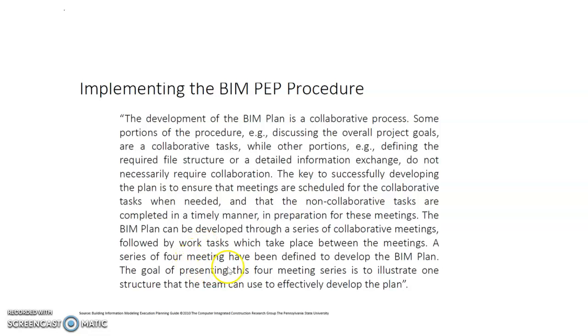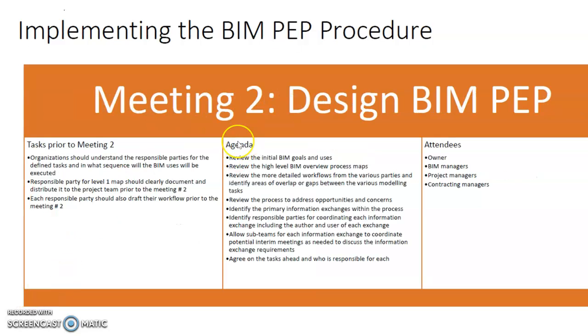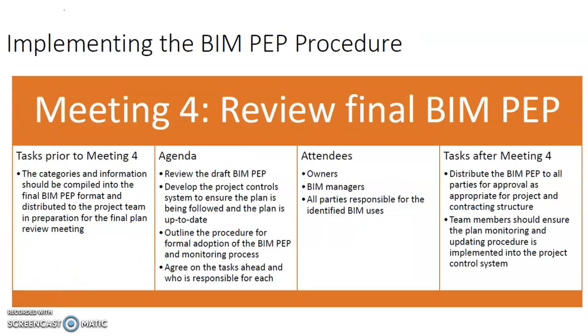So typically there are 4 meetings because there are 4 different types of meeting because there are 4 steps. Remember the 4 steps? Let's go through them. Step 1 of the meeting is where the stakeholders identify the BIM goals and the uses. In step 2, the team comes up with the overall plan for the BIM uses and the detailed plan for the individual BIM use. In step 3, you develop the information exchange and define the supporting structure for BIM implementation. And finally, you review the completed plan.